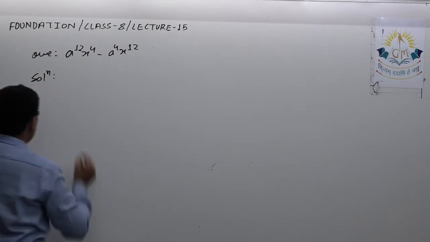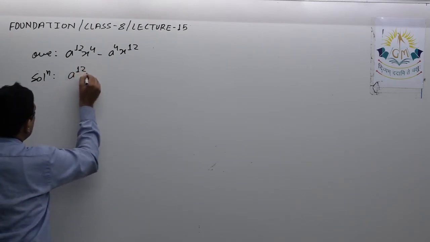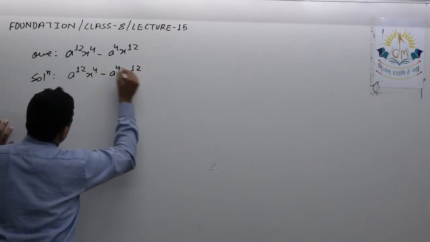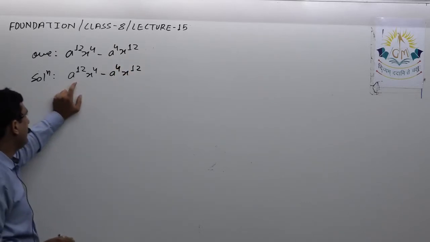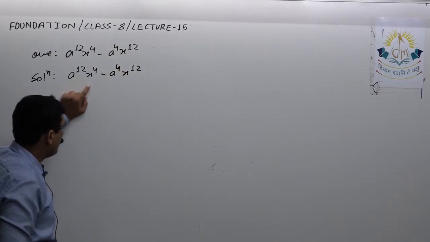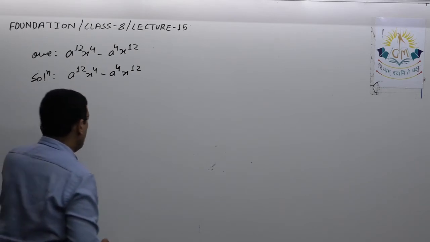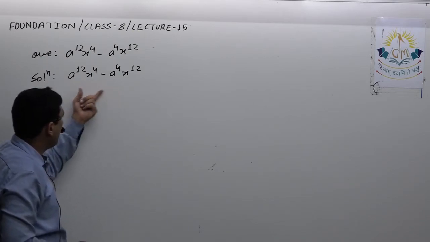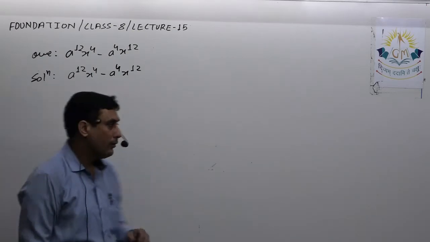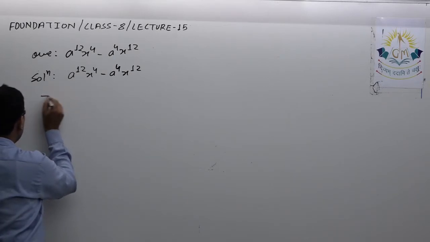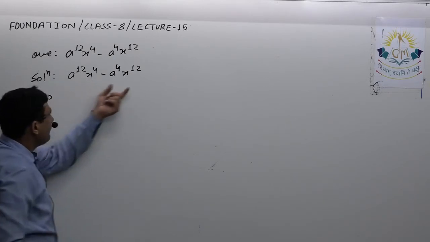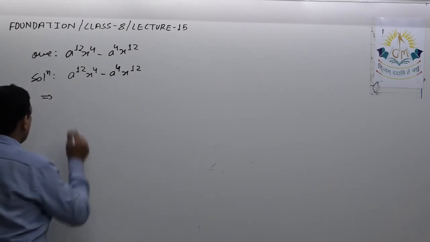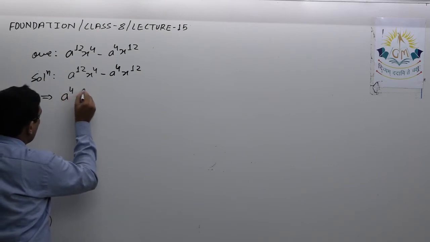See, definitely these two terms are not complete squares. Although it is possible to write this as a raised to 6 x square raised to 2, that is possible. But before I apply that identity, here we can observe that they have something common. So first I take whatever is common. Here we have a raised to 12, here a raised to 4. Definitely a raised to 4 can be taken common, so I took a raised to 4 common.